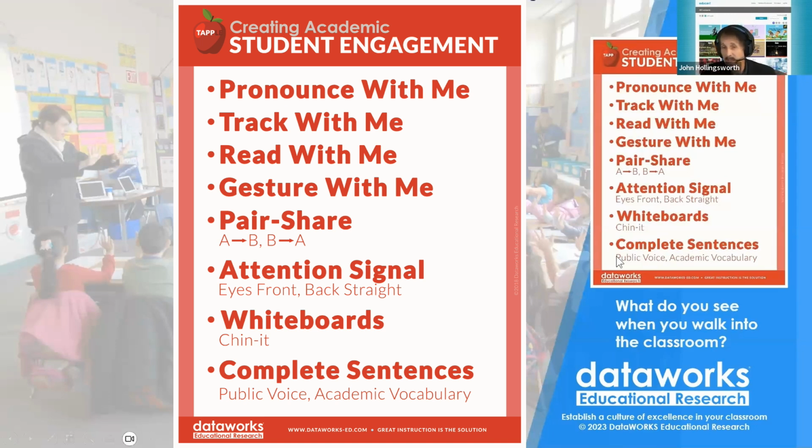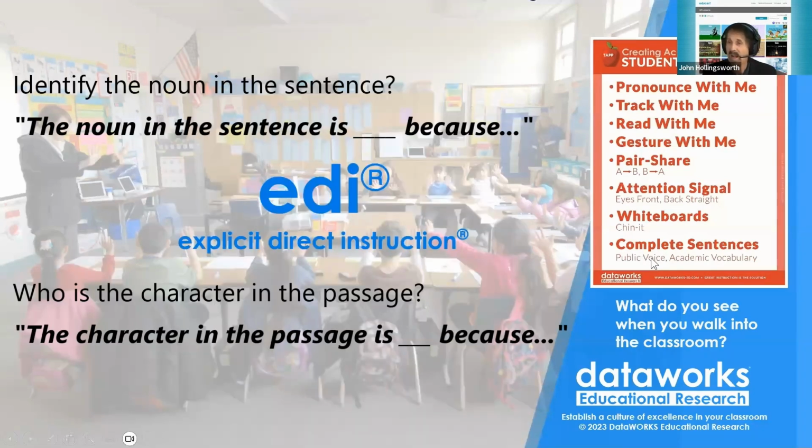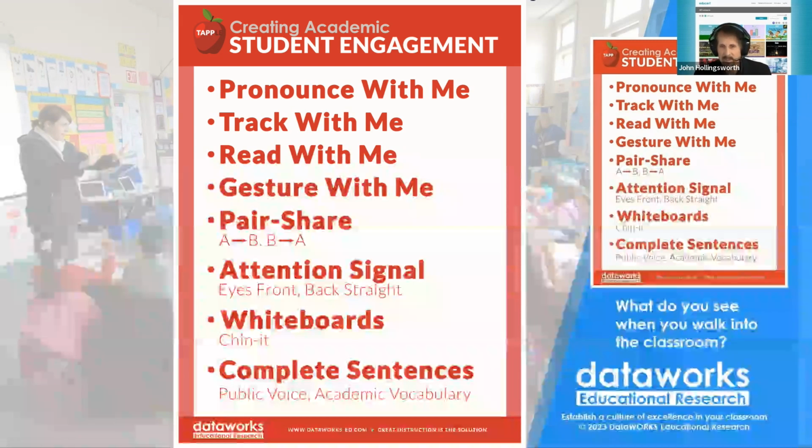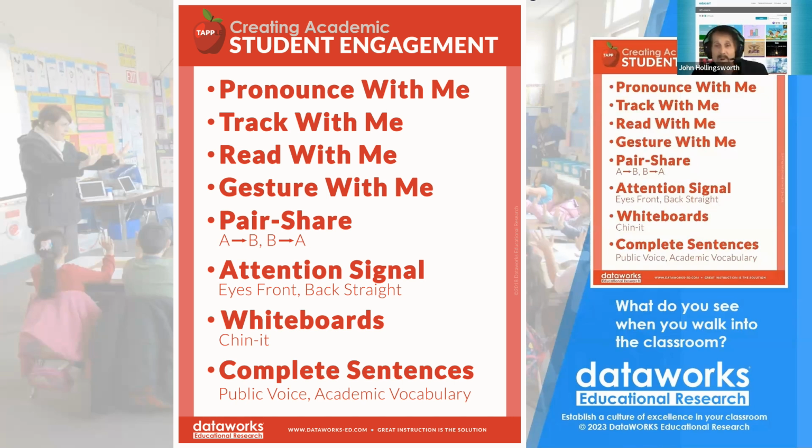And we've got another one down here, complete sentences. So when we pair share, we're going to say what? The noun in the sentence is. The character trait in the passage is. So we're always going to have complete sentences. We use sentence frames every time. Every kid's going to participate, and we're going to do the pair shares. Now, let me go back. We were going to say, how do we create student engagement? This is how we do it. We have the whole class do things, read things, pair share with their partner, answer questions.